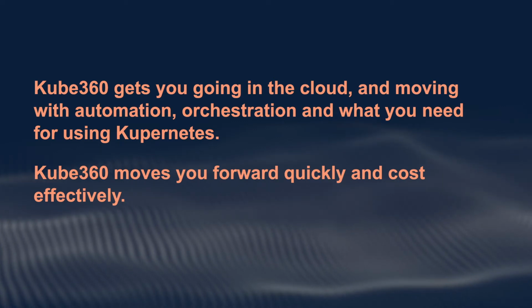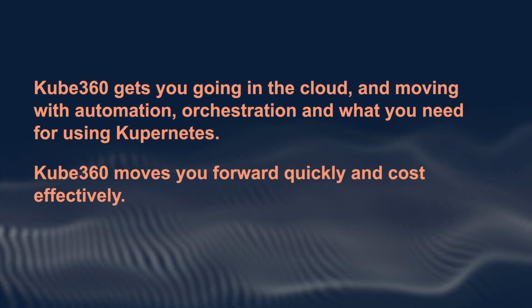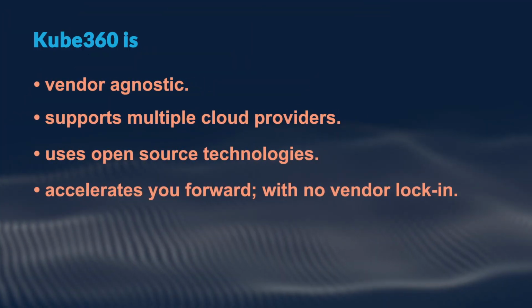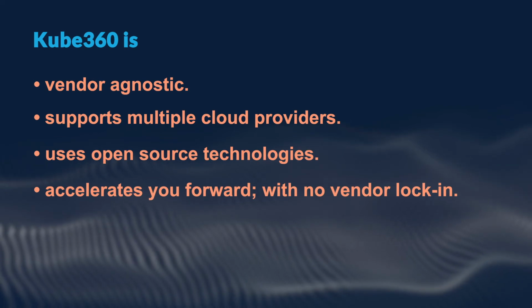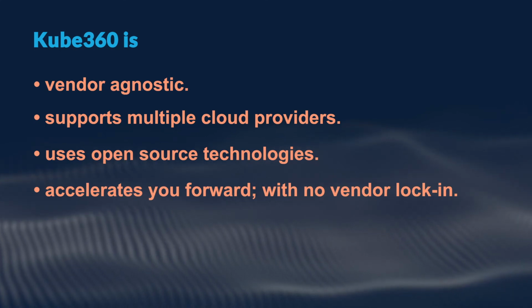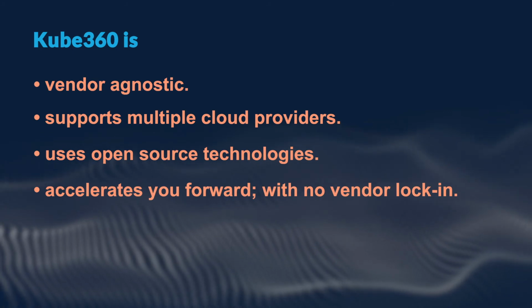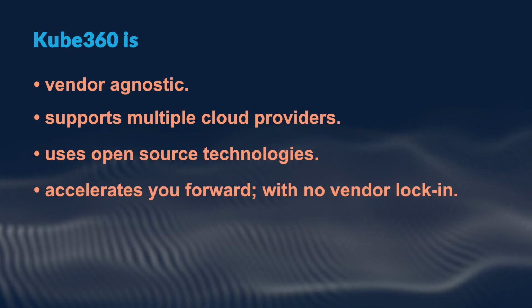With Kube360, you can move forward much more quickly and cost-effectively with your migration to the cloud, or hybrid cloud, or simply automating the way your servers work today. Kube360 supports multiple cloud providers, so if you're not sure which cloud you're going to be using a few years from now, using Kube360 will prevent you getting locked in to one vendor's suite of tools. And because Kube360 uses open source technologies, you're not even locked into using FP Complete or using Kube360. It accelerates you forward in the use of leading open source tools without locking you into any vendor.